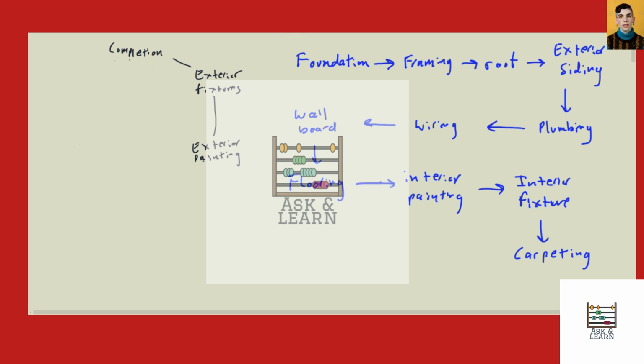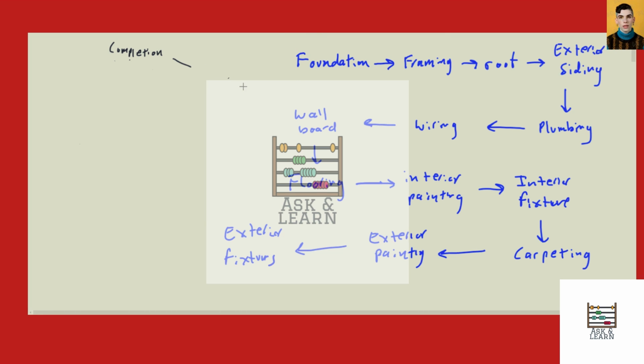And now our only minimal element left is exterior painting. So we have exterior painting. So now we can get rid of this. That leaves us with the exterior fixtures. And then lastly, it would be completed. So then we would just have completion.